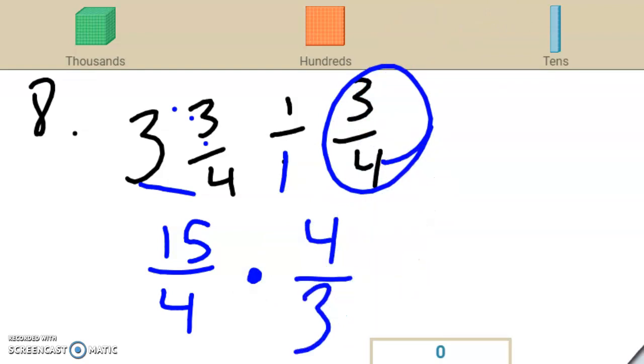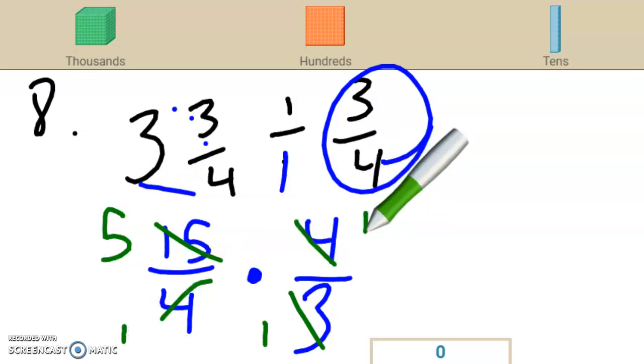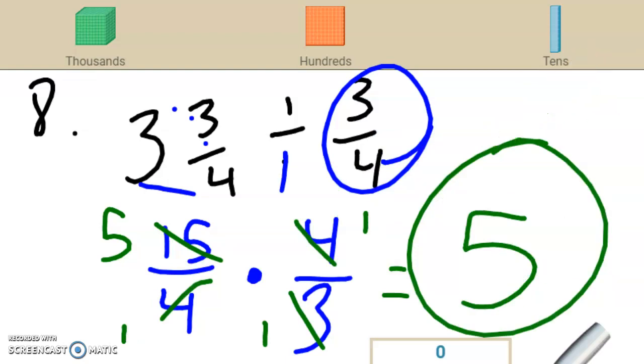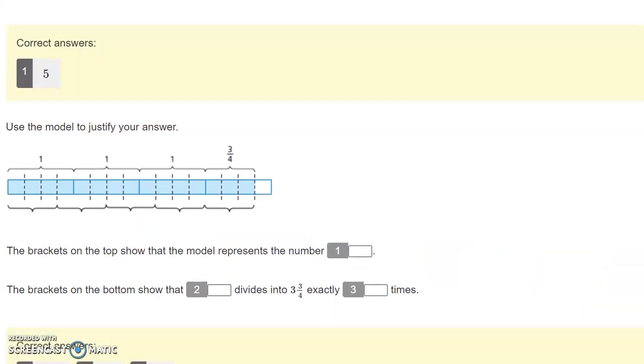Now, before I do anything, I'll do my favorite part, which is simplify. And I take my 3 and I divide it by 3, and it's 1. And 15 divided by 3 is going to give me 5. 4 divided by 4 is going to give me 1. 4 divided by 4 is going to give me 1. And 5 times 1 is 5. And you are done.